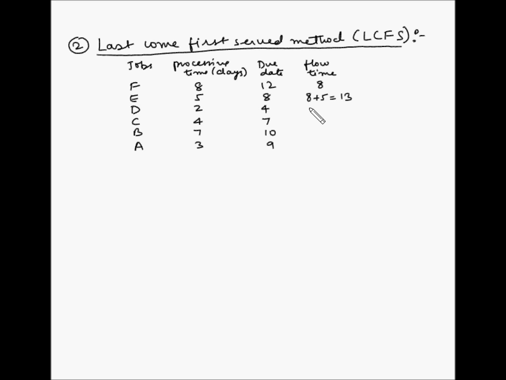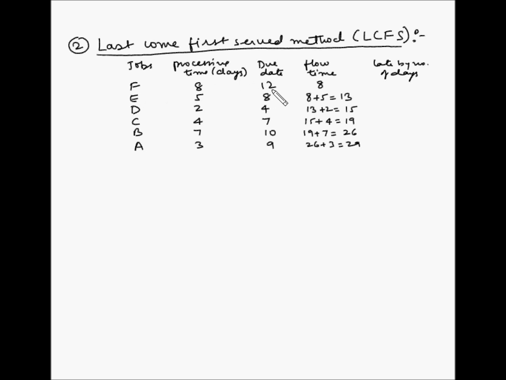Similarly, D will start on the 13th day and will take 2 more days. So it will be done by the 15th day. C will take 15 plus 4, which is 19 days. B will take 19 plus 7, which is 26 days. And A, 26 plus 3, which is 29. Now let's find out the late by number of days, which is how many days are we late as compared to when it was supposed to be delivered to the customer.